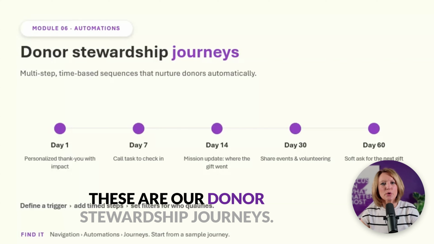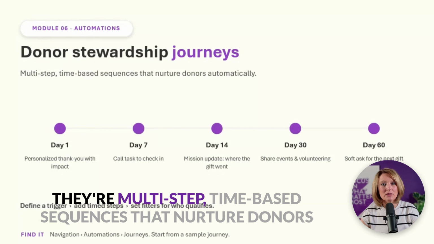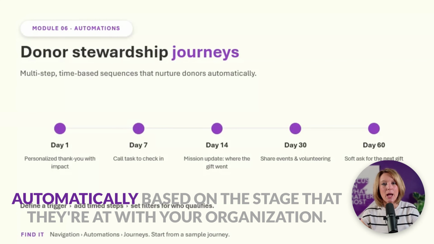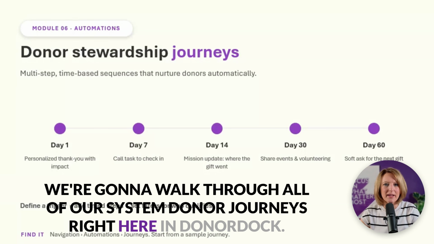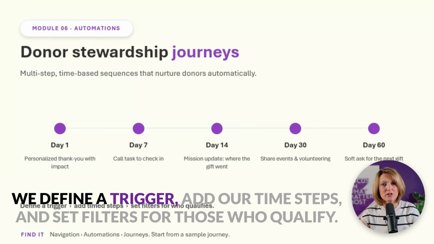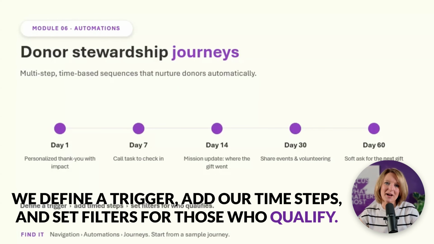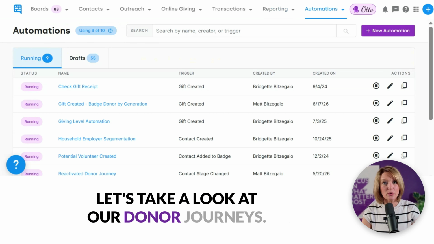We also have an additional part of our automations, which are our journeys. These are our donor stewardship journeys. They're multi-step, time-based sequences that nurture donors automatically based on the stage that they're at with your organization. We're going to walk through all of our system donor journeys right here in DonorDock. We define a trigger, add our time steps, and set filters for those who qualify. Let's take a look at our donor journeys.